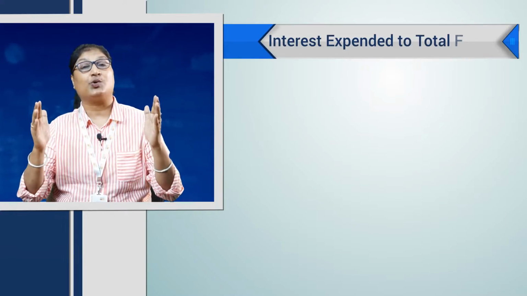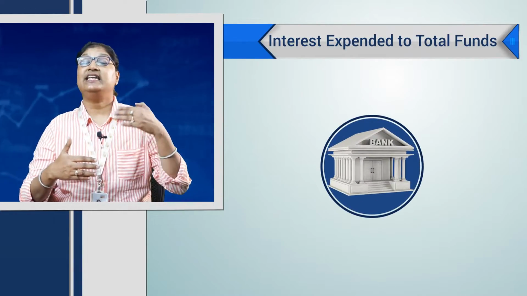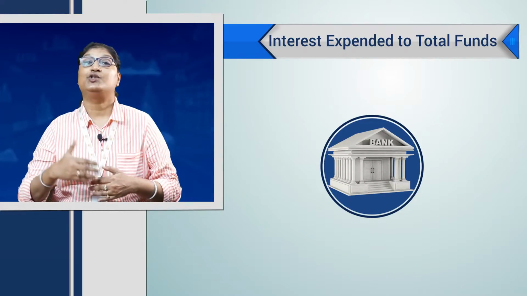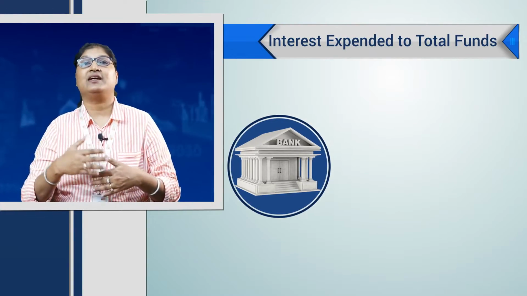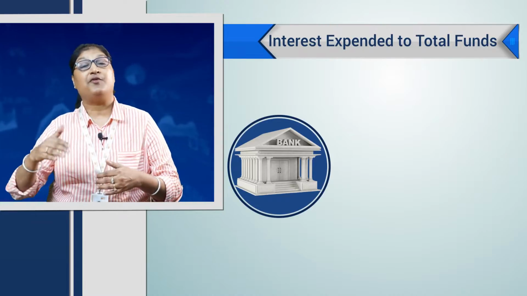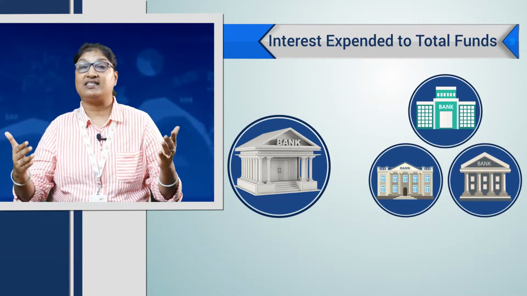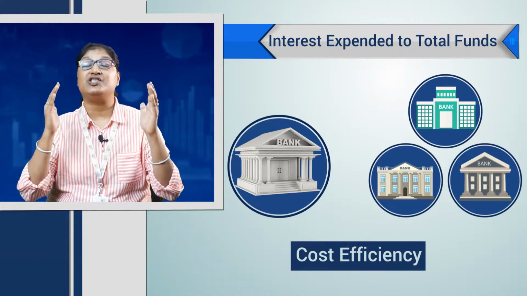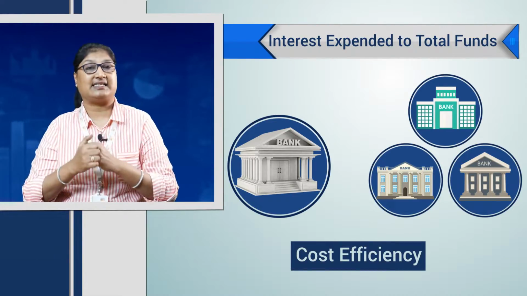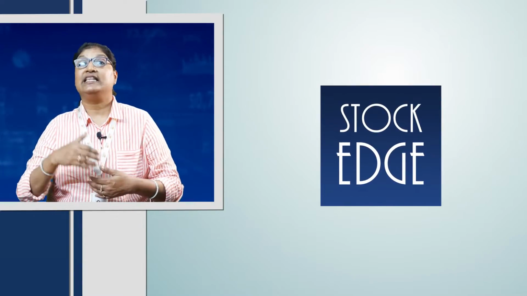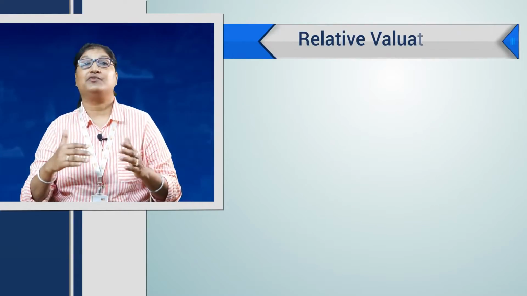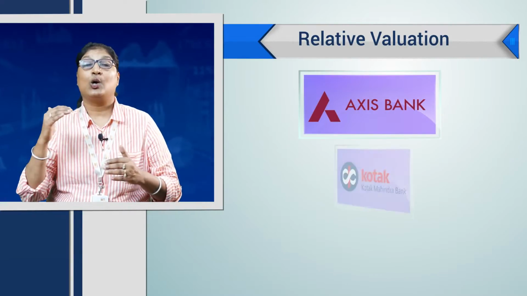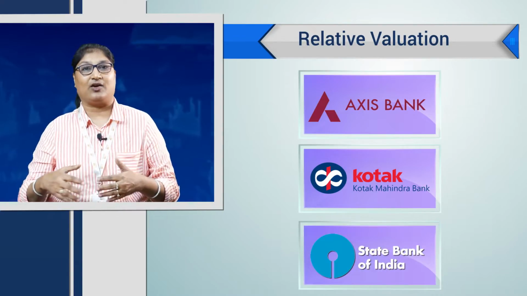Interest expended to total funds of any bank is an important financial component to look at when analyzing a bank. It can be compared on a yearly basis with other banks to understand the cost efficiency of different banks. So, let us now understand from the StockEdge app which banks have a lower ratio. For that, we will look at Axis Bank, Kotak Bank and State Bank of India.